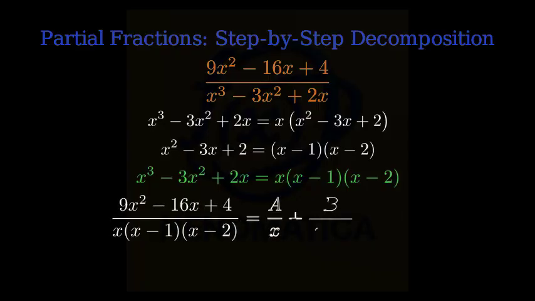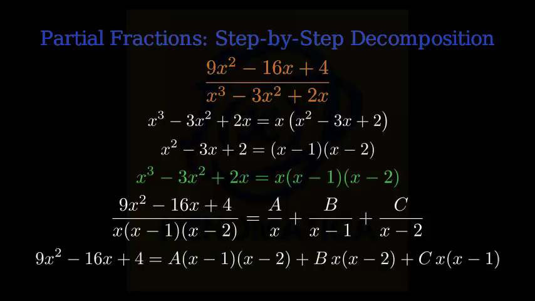Since the denominator factors into linear factors with no repeats, we write the rational function as a over x plus b over x minus 1 plus c over x minus 2. Step 3. Clear denominators by multiplying both sides by x times x minus 1 times x minus 2. That gives us this polynomial identity.